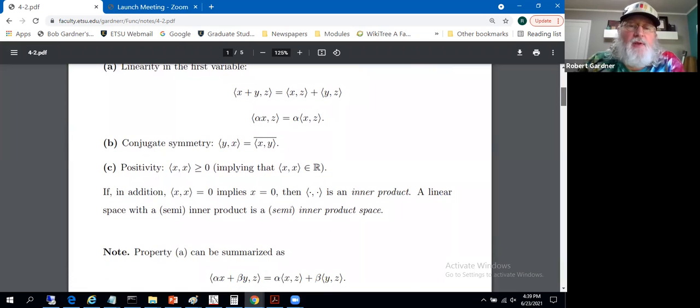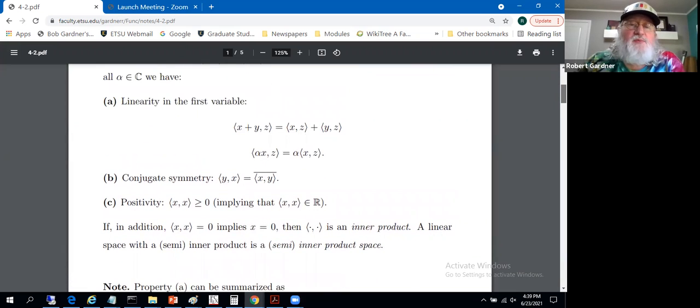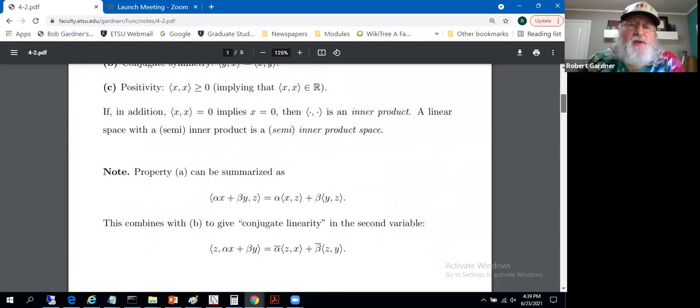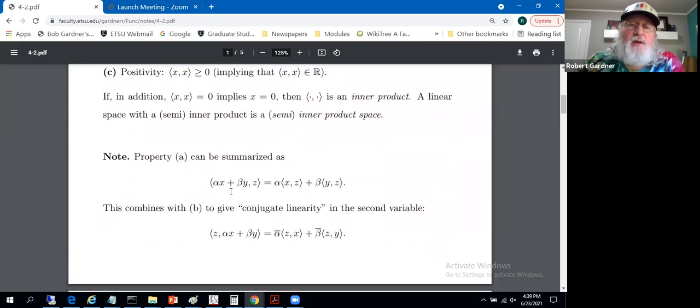It's inner product spaces that we're interested in. This first property, linearity in the first variable, we can of course combine the vector addition and the scalar multiplication to read: the inner product of alpha X plus beta Y with Z is alpha times the inner product of X with Z plus beta times the inner product of Y with Z. Combining the scalar multiplication property and the vector addition property.